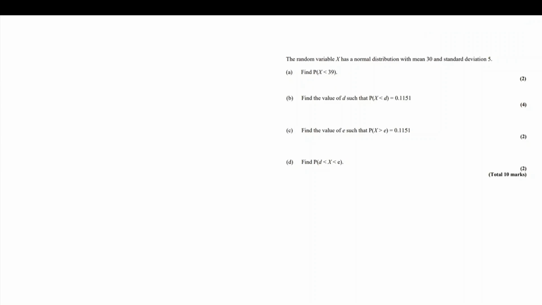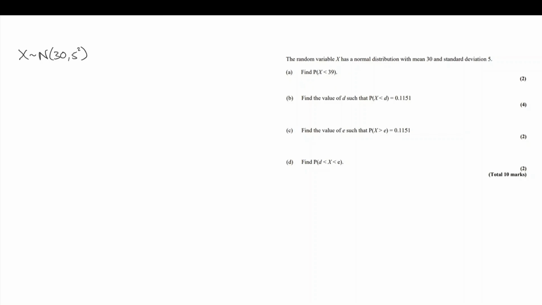In this question, we're first told that the random variable x has a normal distribution where the mean is 30 and the standard deviation is 5. The very first thing we should do before we start on anything is to define that distribution. So it's a normal distribution. X follows a normal, and then we put in the two parameters. So mu is 30 and sigma is 5.